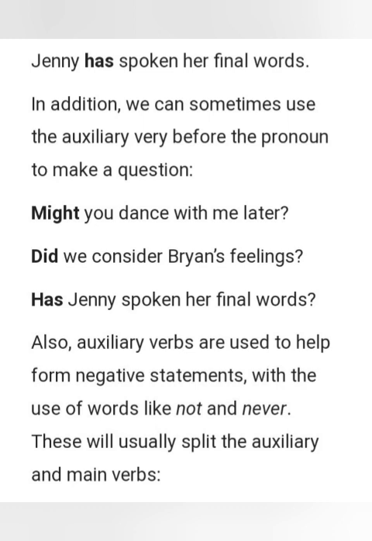Also, auxiliary verbs are used to help form negative statements with the use of words like not and never. These will usually split the auxiliary and main verbs.